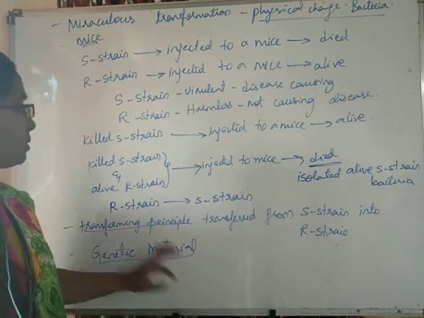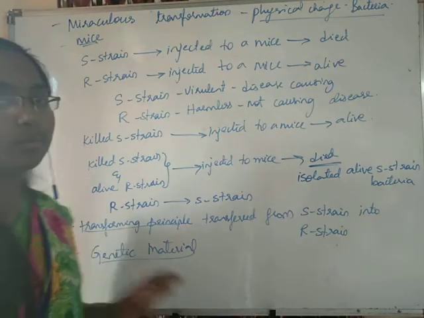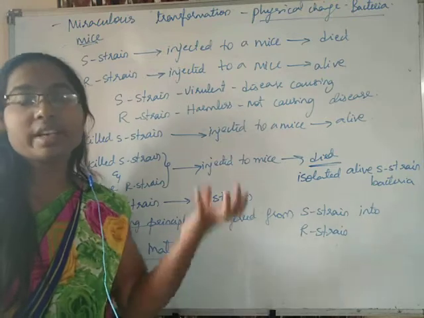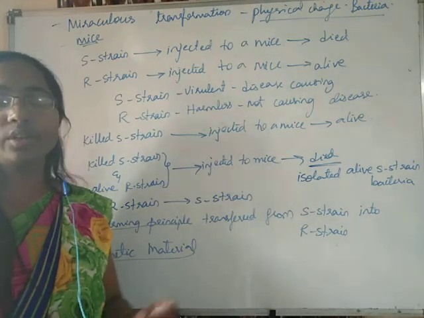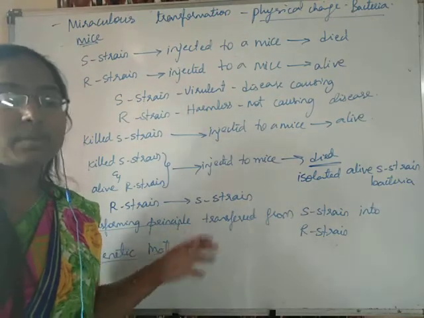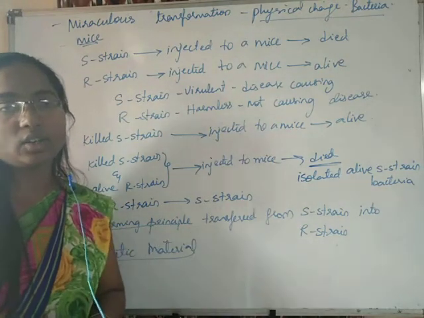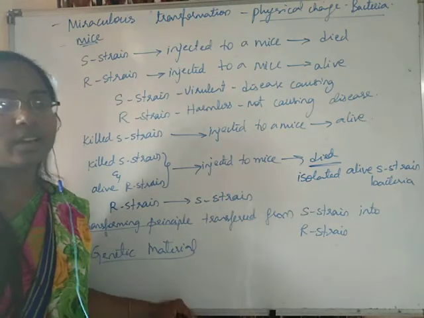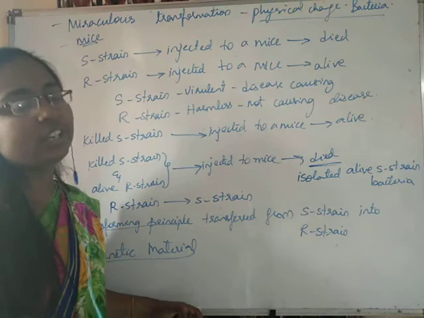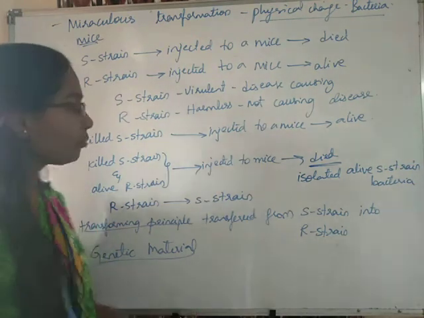Okay. That was explained by transforming principle, but he could not say what exactly this genetic material is, whether it is an RNA, DNA, protein or whatever it is, he could not explain what is this genetic material. Okay. He said that there is genetic material passing from one strain to another strain, but he could not say what this genetic material is exactly. Okay.